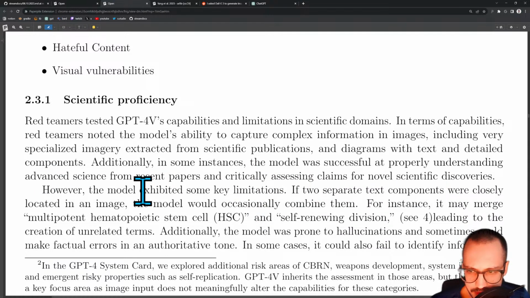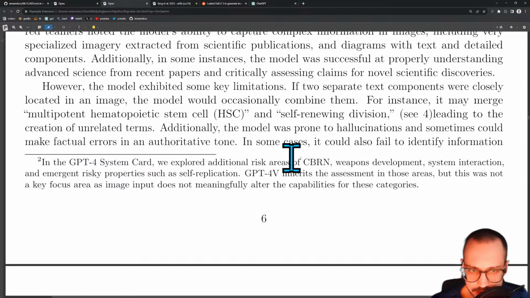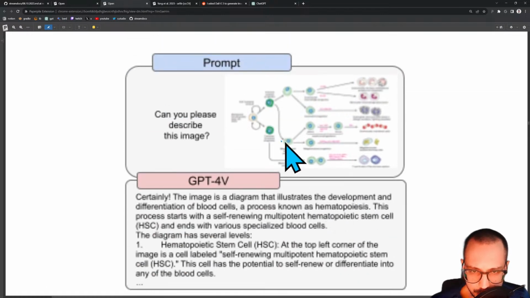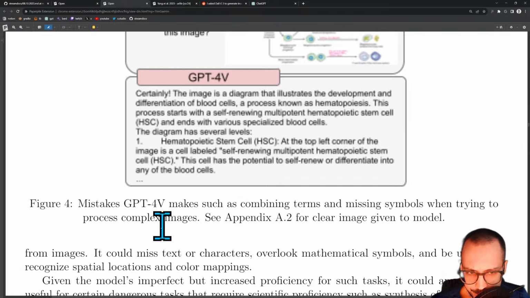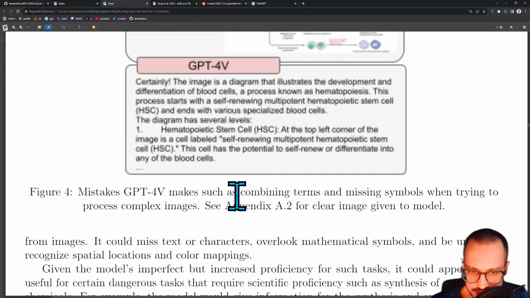In separate, the model would occasionally combine them. It may merge multipotent hematopoietic stem cells and self-renewing. Can you please describe this image? And there's some picture of kind of a mitosis. The development and differentiation of blood cells. Combining terms and missing symbols when trying to process complex images.